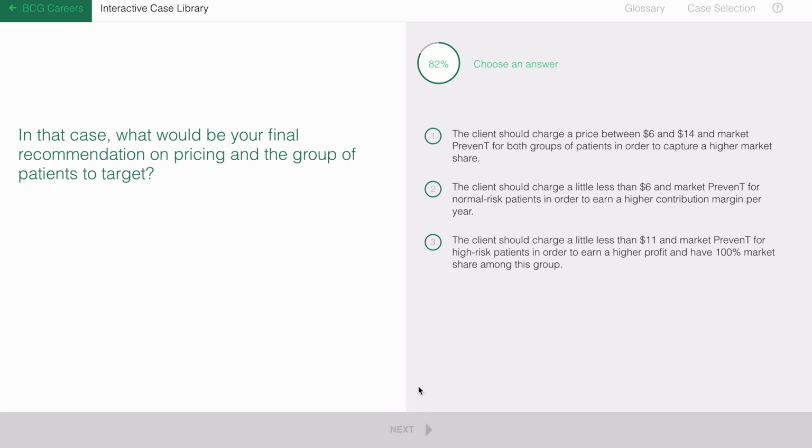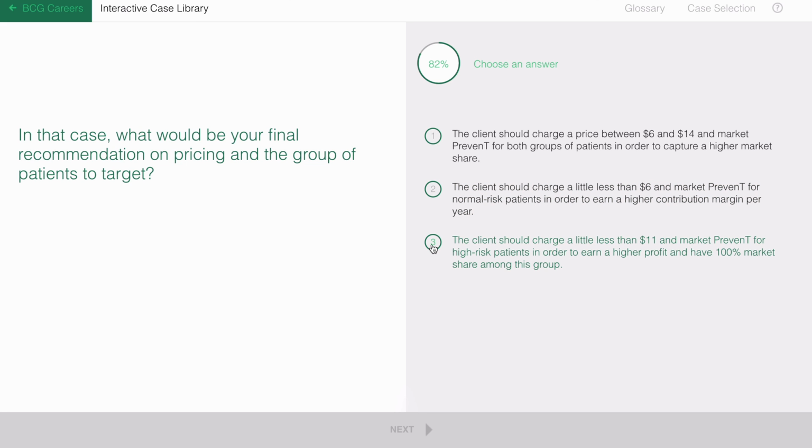In that case, what would be your final recommendation on pricing and the group of patients to target? 1. The client should charge a price between $6 and $14 and market Prevent T for both groups to capture a higher market share. So this is wrong. We've clearly stated before we're only focusing on one group, in this case the high-risk group. 2. The client should charge a little less than $6 and market Prevent T for normal risk patients. Again, we're targeting high-risk patients, so this one's not true. So that leaves us with 3.